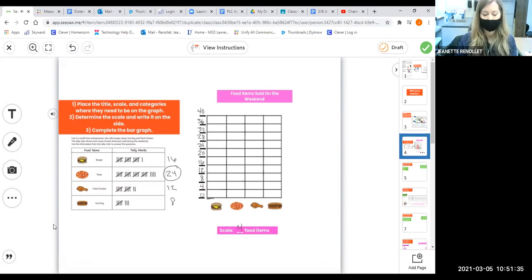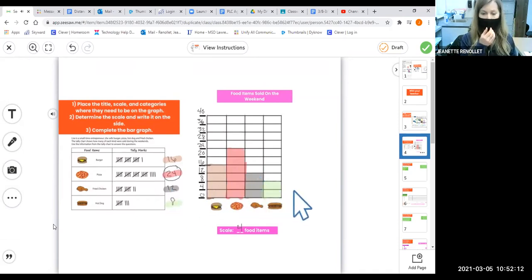I don't need to go up to 40, but I might as well fill it in while I'm here. The next step would be taking these numbers and creating the bars. So I'm going to use my highlighter, and I see that I have 16 hamburgers. So I'm going to start at 0 and go up to 16 and color that in. I stop here at this line because this is where my 16 is. I'm going to continue on with the pizza, fried chicken, and hot dog.